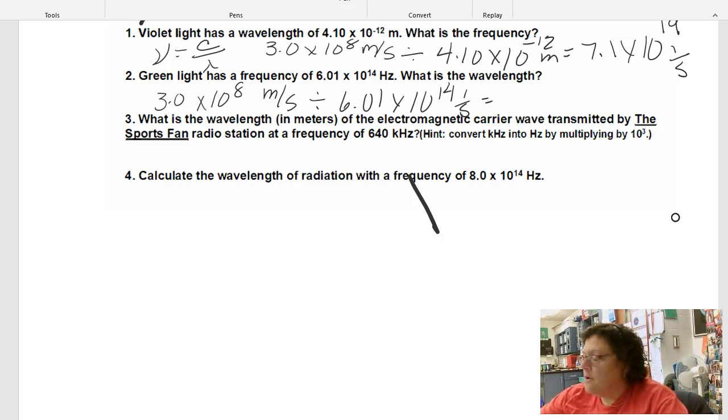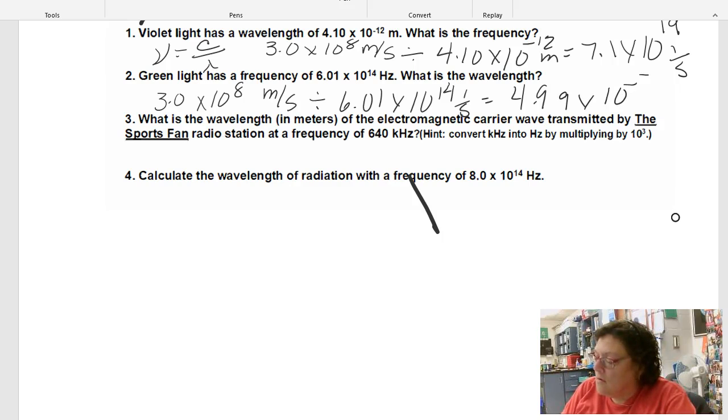So I'm going to do that on my calculator here in front of me, not on the calculator on the computer because it's just easier on me. 3 times 10 to the 8th divided by 6.01 times 10 to the 14th, and we get 4.9 times 10 to the negative 7th meters.